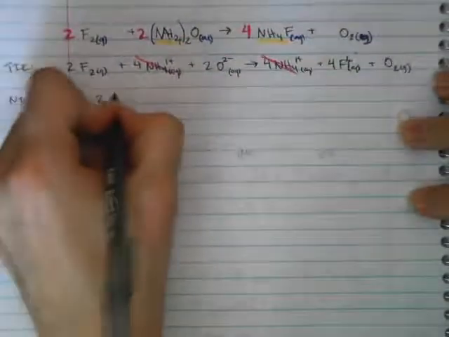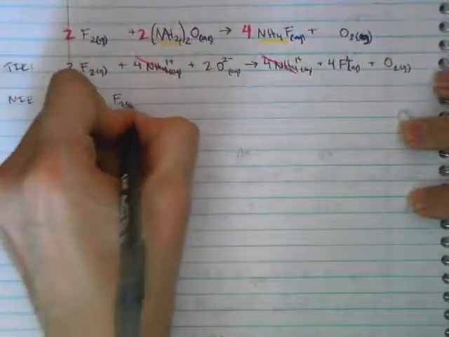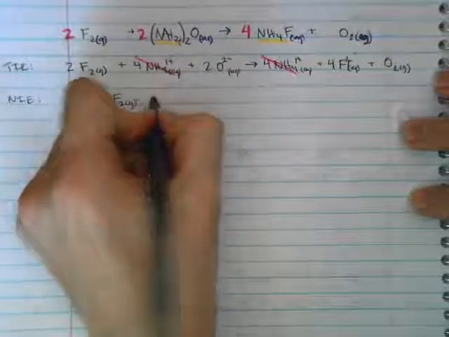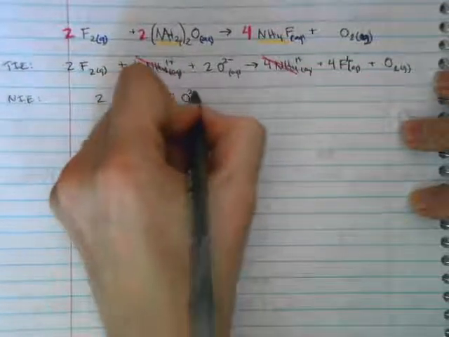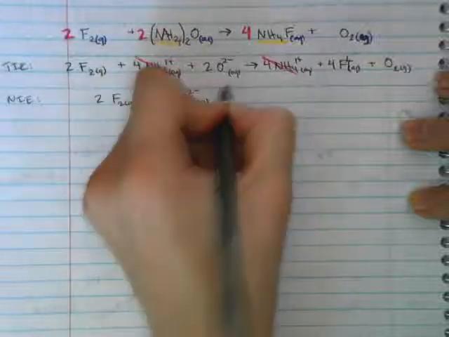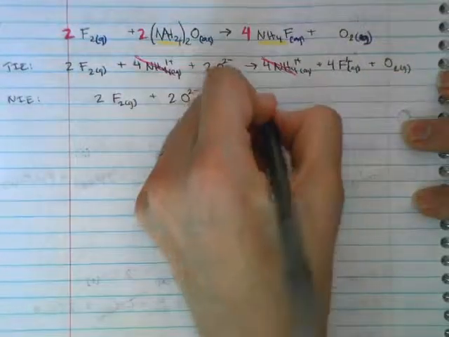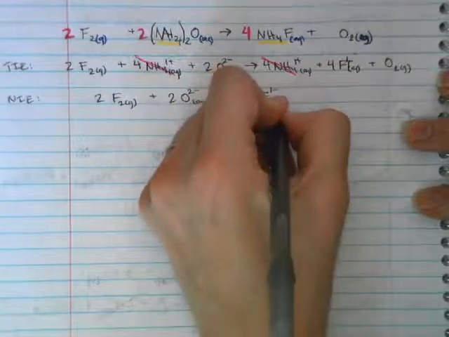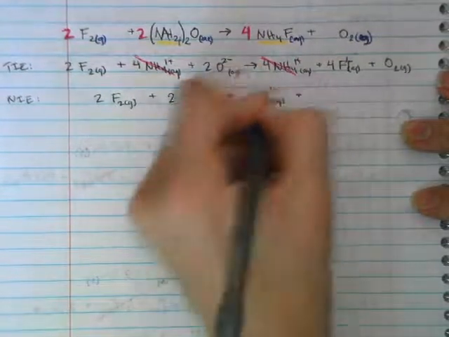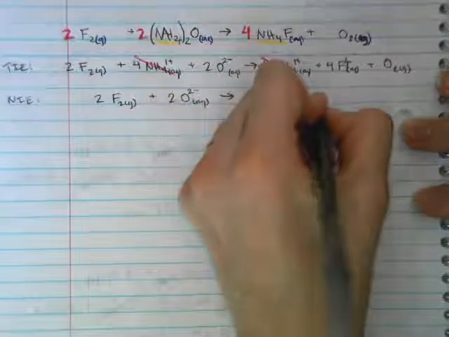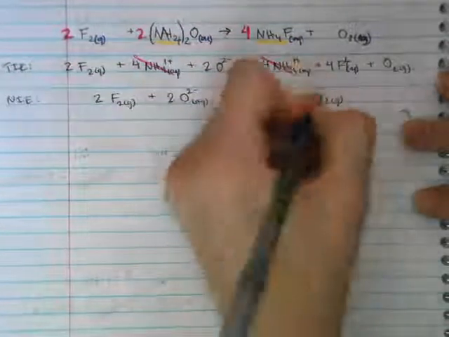So 2 molecular fluorines plus 2 oxide ions react and form 4 fluoride ions and then just 1 molecular oxygen gas.